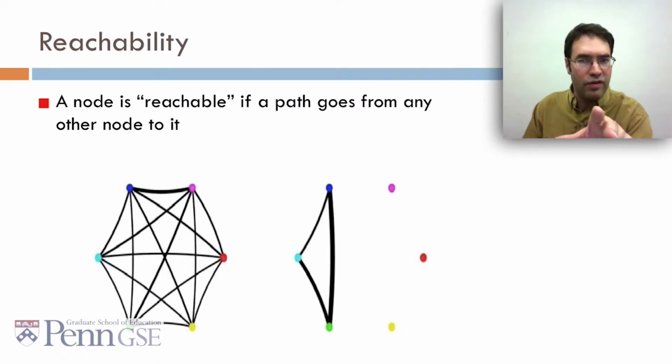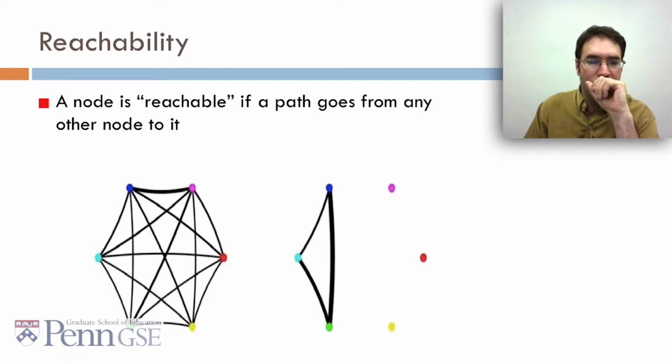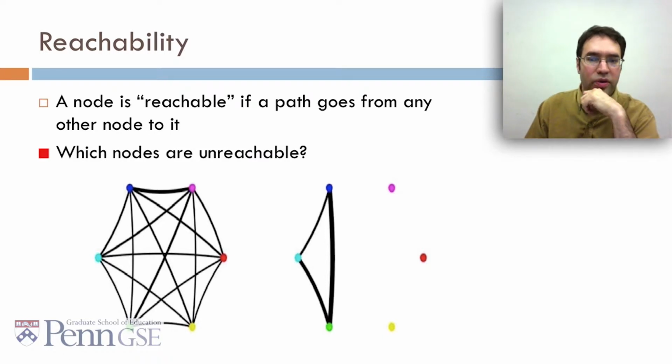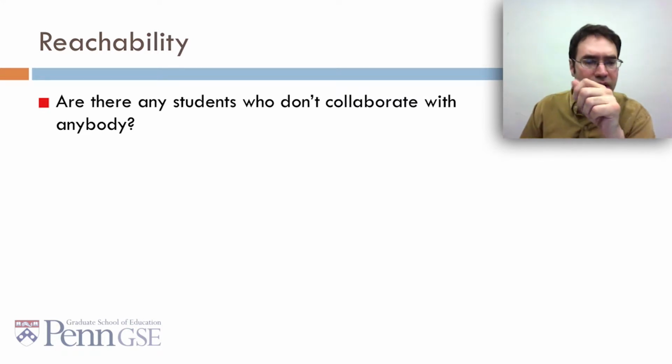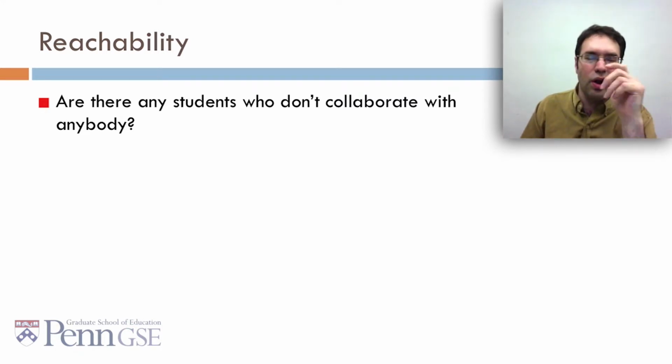A node is reachable if a path goes from any other node to it. So for example, which nodes are unreachable here? It's the pink, red, and yellow on the right graph. And you can think of this as meaning, are there any students who don't collaborate with anybody at all?